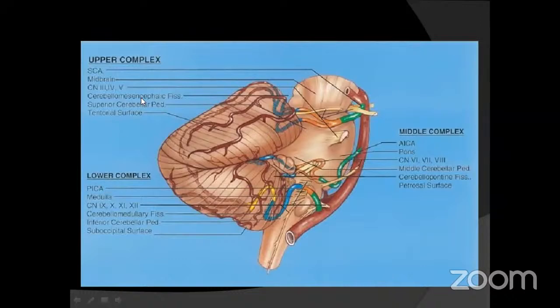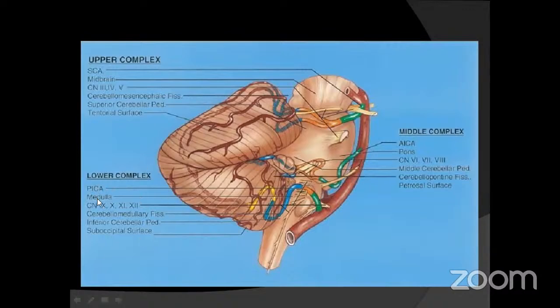As we have discussed previously, the best way to study posterior fossa arteries and anatomy is to divide it into complexes: an upper, a middle, and a lower complex. Each complex has its own artery, its own surface of the brainstem, its own cranial nerves, its own fissure in which it runs, its own cerebellar peduncle, and a surface of the cerebellum that it supplies. So today we will be dealing with PICA, and automatically we will be dealing with the lower complex.